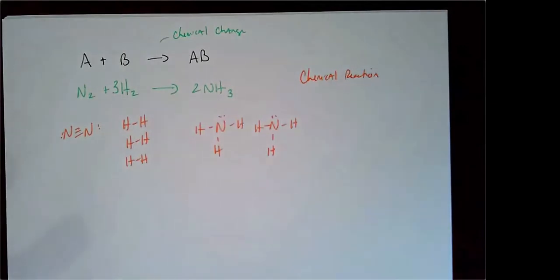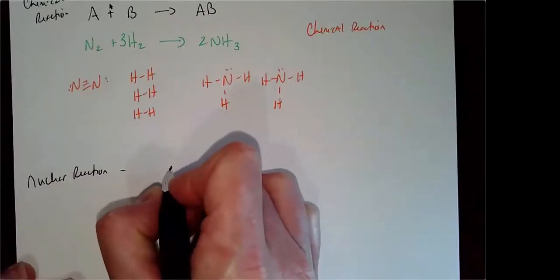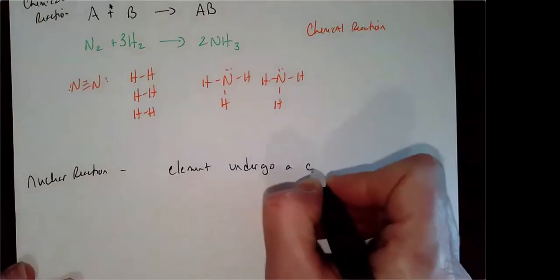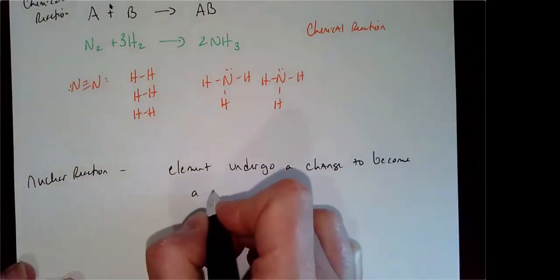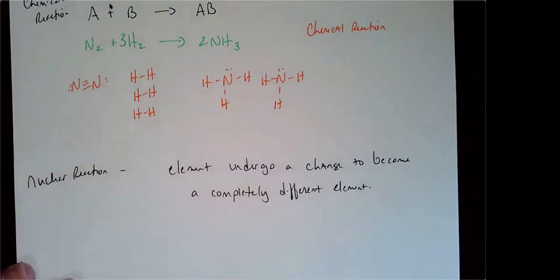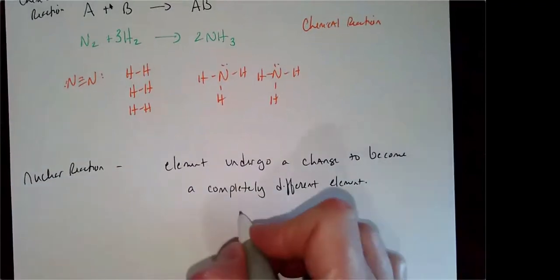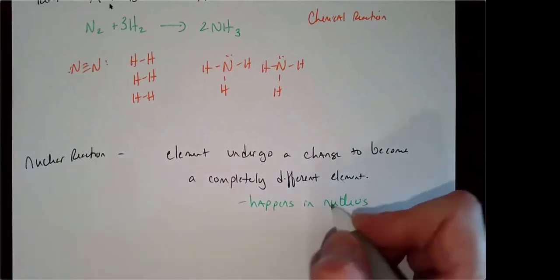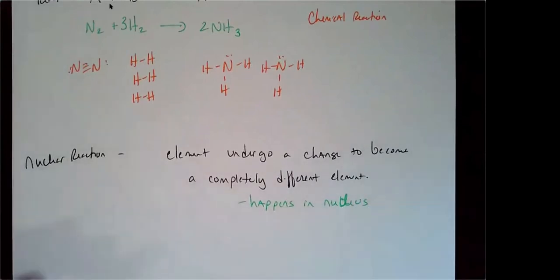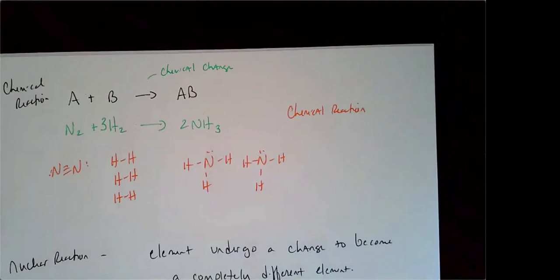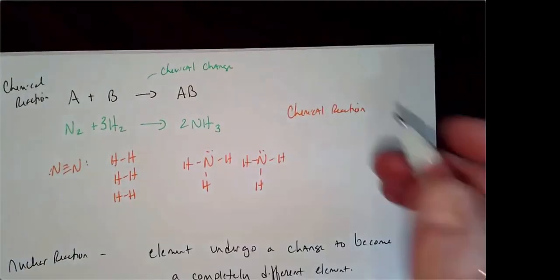In a nuclear reaction, it's very different. One element is undergoing a nuclear change, and so it's actually going to be turning into a different element, which is something that is unique to nuclear chemistry. I have an element that's going to undergo a change to become a completely different element. And this is going to happen in the nucleus. That's why it's called nuclear chemistry, because this change is happening in the nucleus, whereas in a chemical reaction, this change is happening outside of the nucleus.